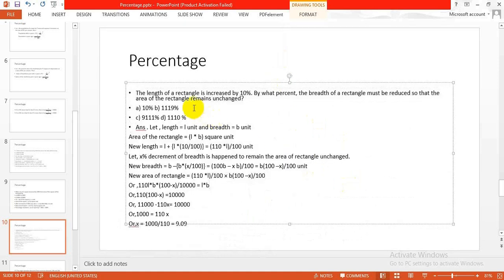Suppose the length of a rectangle is increased by 10%. By what percent must the breadth of the rectangle be reduced so that the area of the rectangle remains unchanged? A, 10%, B, 11 1/9%, C, 9 1/11%.